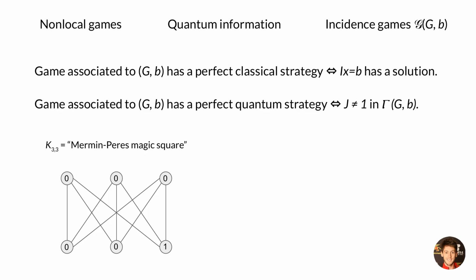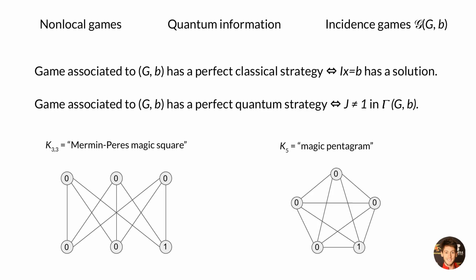With an odd parity labeling, the game associated to K33 is the Mermin-Peres magic square, and the game associated to K5 is the magic pentagram. These are two famous nonlocal games, which have a perfect quantum strategy, but no perfect classical strategy.